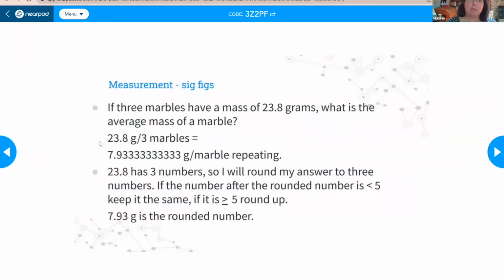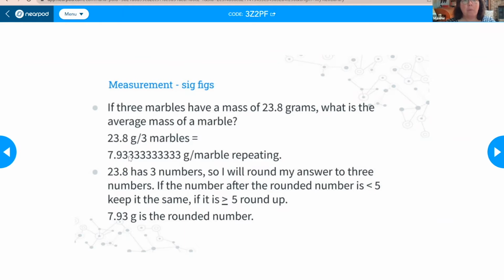So given that, if the 3 marbles have a mass of 23.8 grams, if I wanted to figure out the average mass of a marble, there were 3 marbles, so I could divide 23.8 by 3. But the problem is I get a number with a 3 repeating. So I get 7.93 and it just keeps going, 3 through 3 through 3. So rather than record that answer, my balance didn't go to that many places. My balance only went to the 10th place.